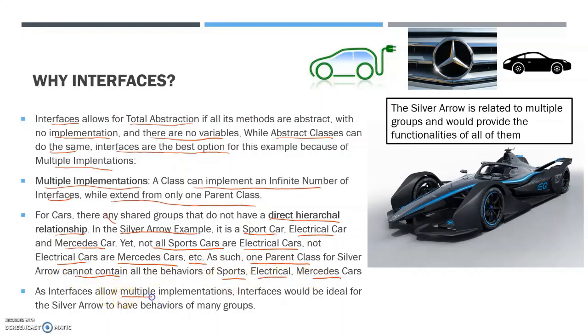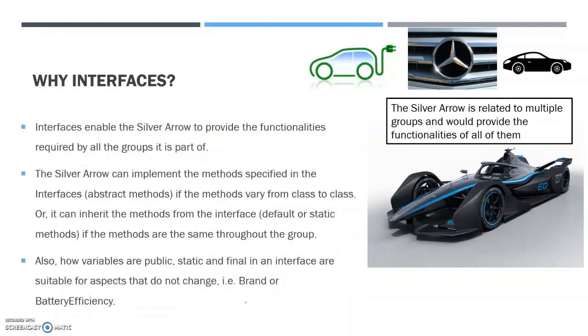As interfaces allow for multiple implementations, interfaces will be ideal for the Silver Arrow to have behaviors of many groups. Interfaces enable the Silver Arrow to provide the functionalities required by all groups it is part of. The Silver Arrow can implement the methods specified in the interfaces, abstract methods, if the methods vary from class to class, or it can inherit the methods from the interface, default or static methods, if the methods are the same throughout the group.